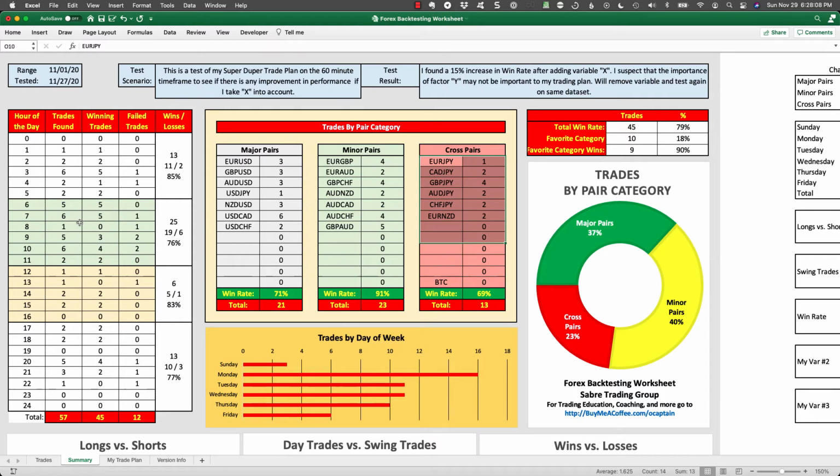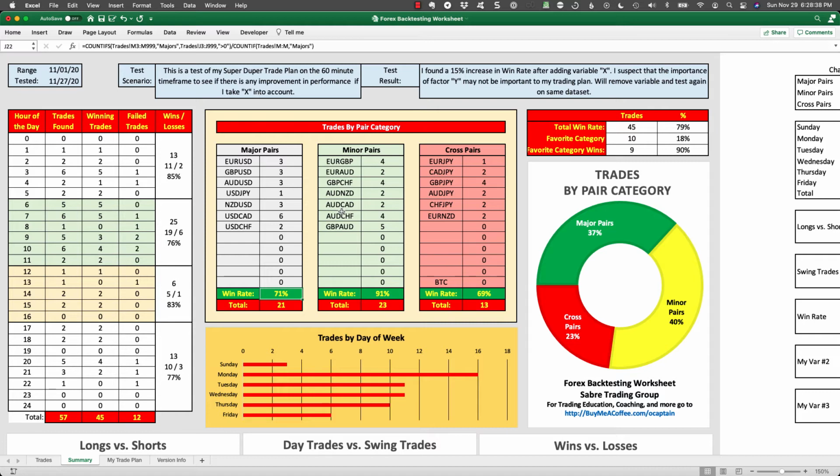And of all the trades that happened in the course of November, in this example, the major pairs had a win rate of 71%, given 21 trades. And the minor pairs, 91% over the course of 23 trades. And the cross pairs didn't fare so well, but still a very respectable 69% because the trading plan is pretty consistent. And it would be interesting to see the minor pairs month by month, say 3 or 4 months out, to see if this is consistent.